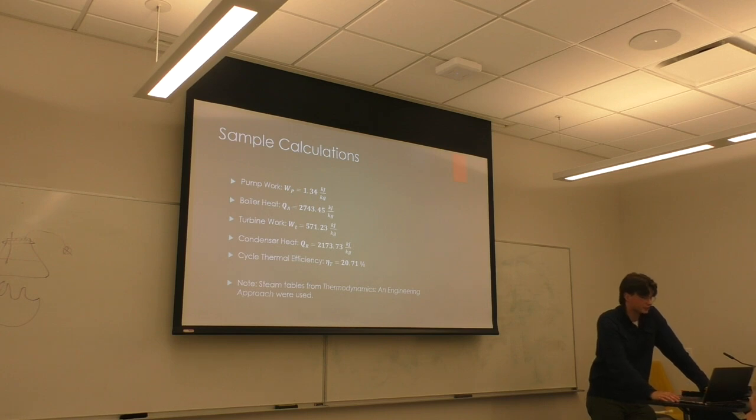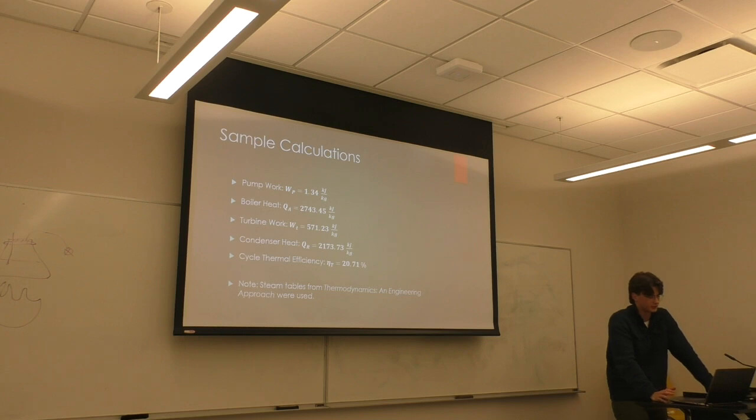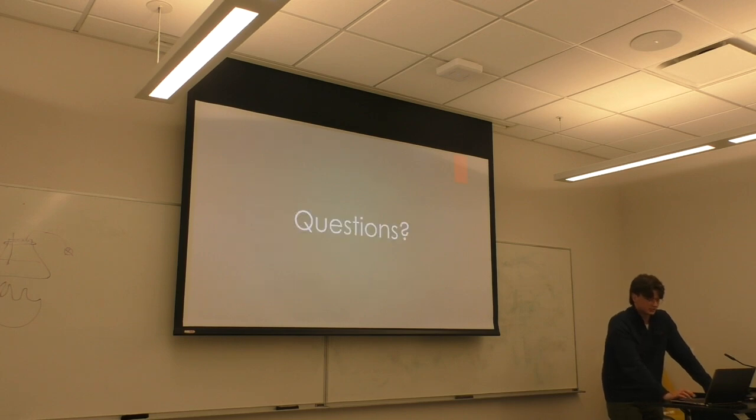The work from the pump should be about 1.34 kilojoules per kilogram. Heat of the boiler, 2,743. Work of the turbine, 571. The heat of the condenser, 2,173. And the cycle thermal efficiency should be about 20.71%. So yeah, any questions?